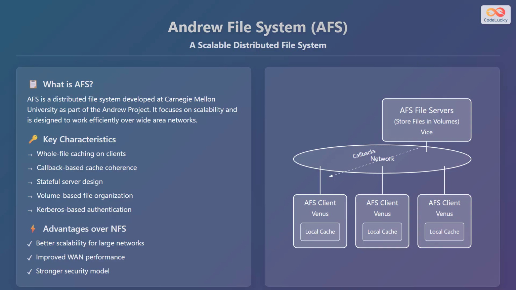Some of the key characteristics are that it uses whole file caching on clients, callback-based cache coherence, a stateful server design, volume-based file organization, and Kerberos-based authentication. Here are some of the advantages of AFS over NFS: better scalability for large networks, improved wide area network performance, and a stronger security model.